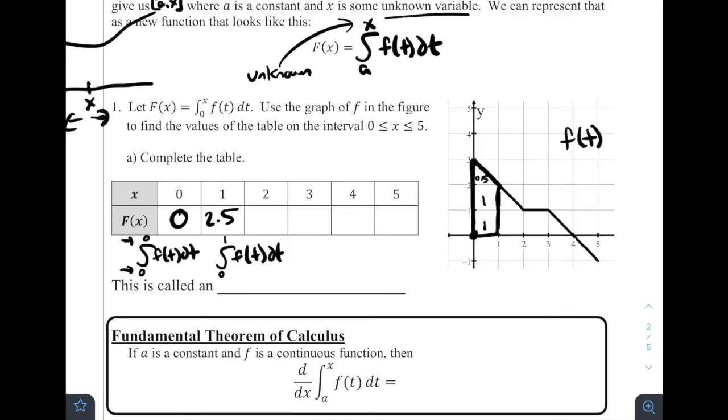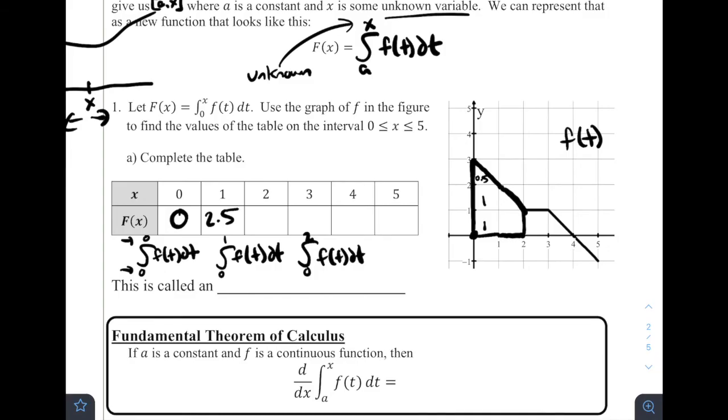Okay, well, what happens now if x is 2? So 2 would be going to the top limit of integration here. So we'd be doing 0 to 2 of f of t dt. And so we're no longer stopping at this vertical line that we've got here, but in fact, we're going all the way to x equals 2, which is right here.